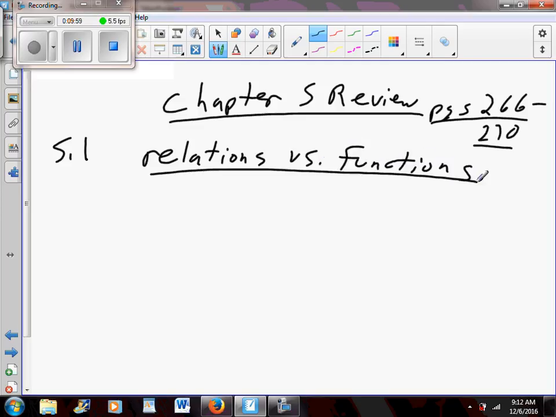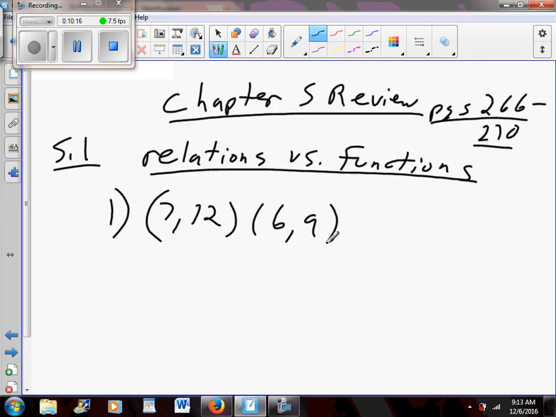Now, there are various ways that we can approach this particular concept. One of the primary things we did in section 5.1 is, given a set of coordinates here, (7, 12), (6, 9), (7, 8), and (4, 11), we have to determine whether or not these points collectively are referencing a function or is it simply a relation.